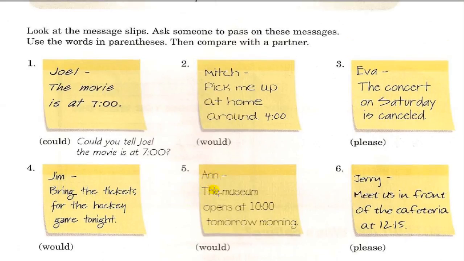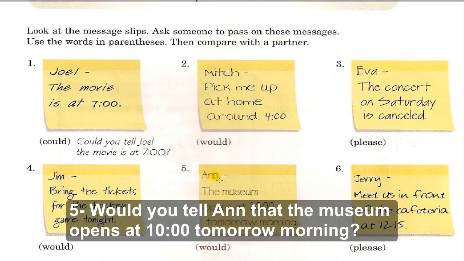Number 5. Anne, the museum opens at 10 o'clock tomorrow morning. Use would. And this is the name. The museum opens. Sentence, statement. Use tell. Would you tell Anne that the museum opens at 10 o'clock tomorrow morning? Would you tell her that the museum opens at 10 tomorrow morning?